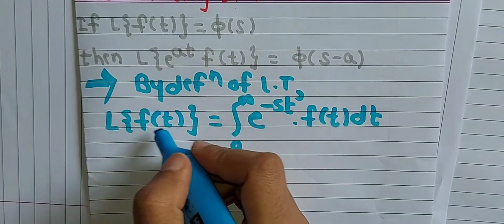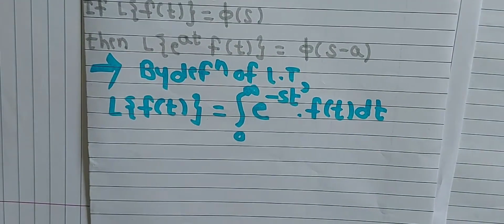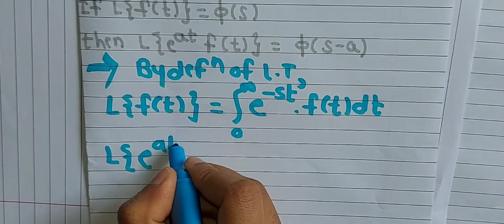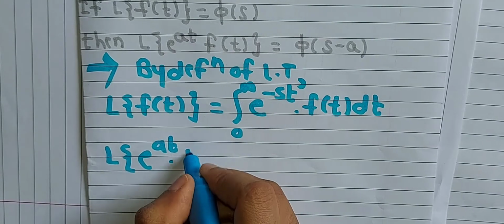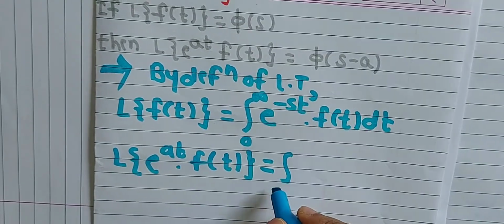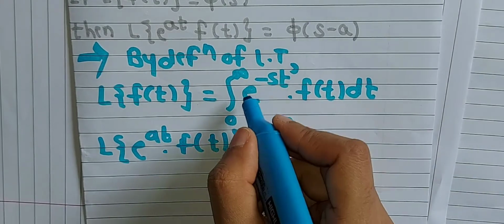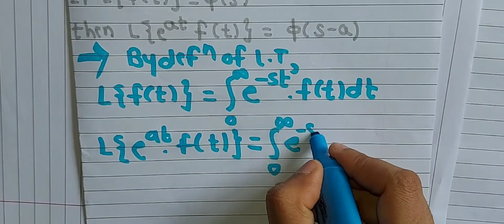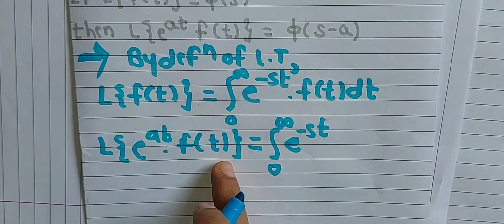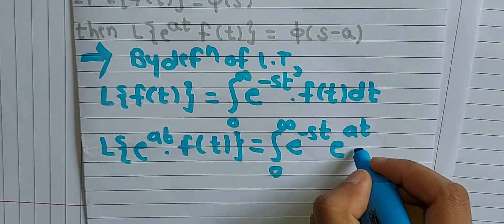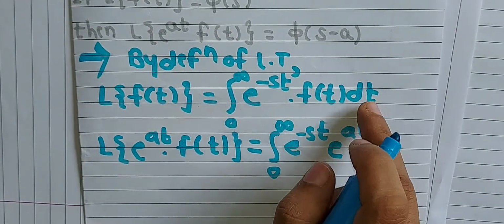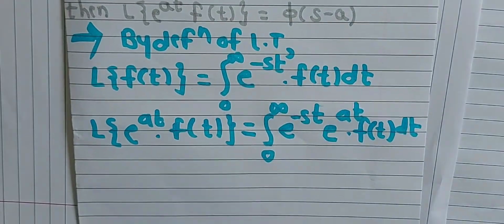When we replace f of t by this value, what we will get is Laplace transformation of e raised to at into f of t is equal to the same integration, from 0 to infinity. The first term will remain the same, e raised to minus st. Now here we have f of t, in place of which we can write e raised to at into f of t. So f of t is now replaced by this term, and the last one, dt, we can write as it is.